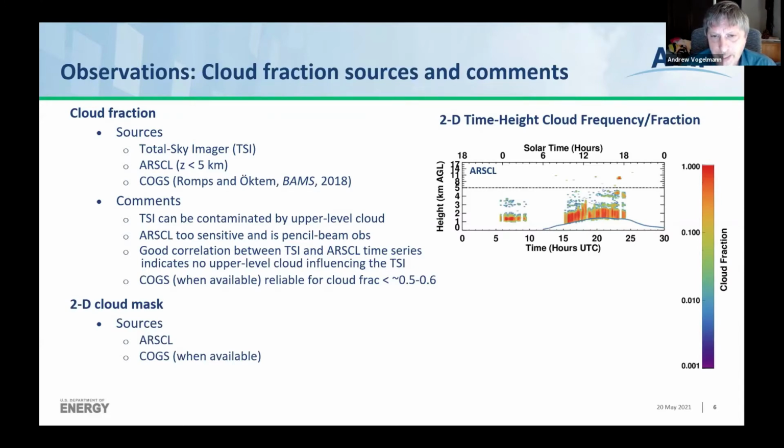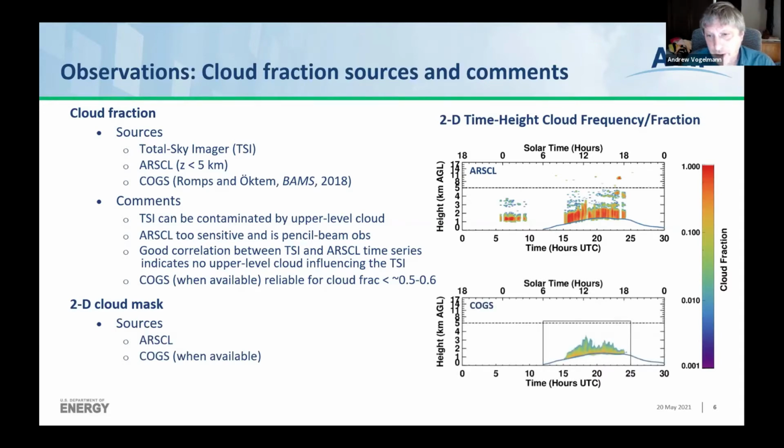Note that the height axis is two-toned. We expand the resolution in the lower part of the atmosphere, which is where we're interested in things. And what is shown here is the frequency of occurrence based on RSCL data plotted there in the color coding. If you look at the same day, but now using COGS, you'll see that in this particular case they actually correlate quite well.